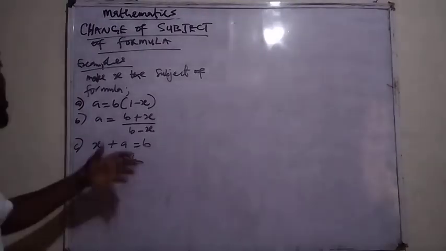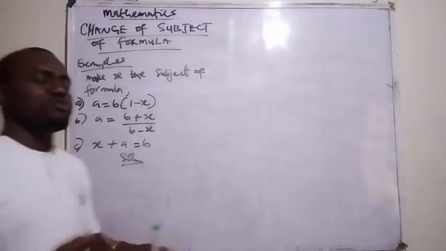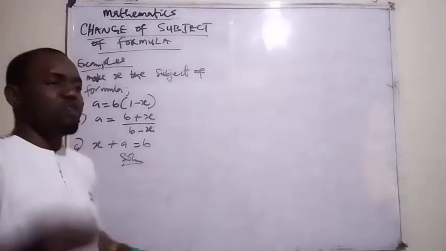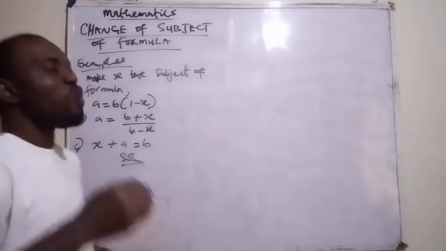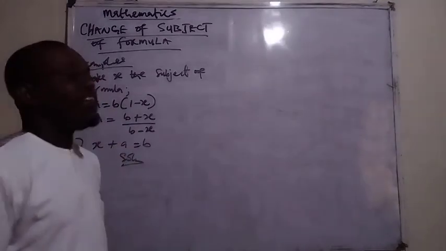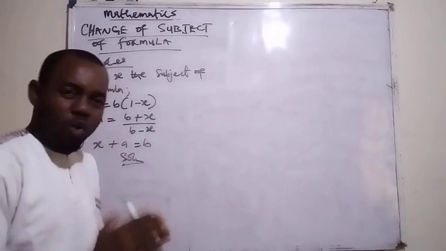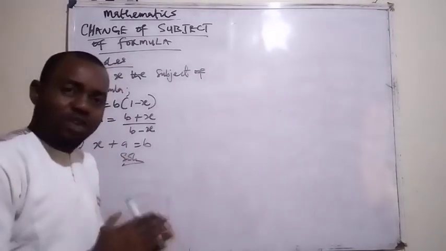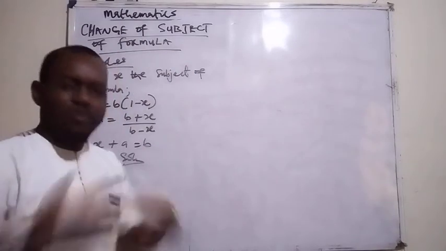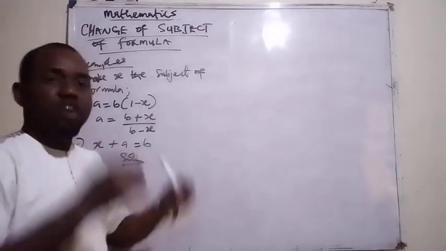Now, we have a question here. Before I treat this question, I would like to tell you what change of subject of formula is really about. Whenever you hear the words change of subject of formula, they are asking you to make a particular alphabet stand as a whole. That particular alphabet will be equating every other digit or alphabet. Are you there? That is what we mean by change of subject of formula.